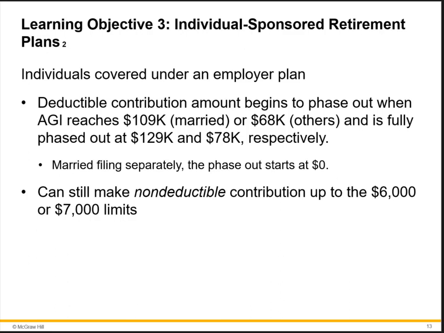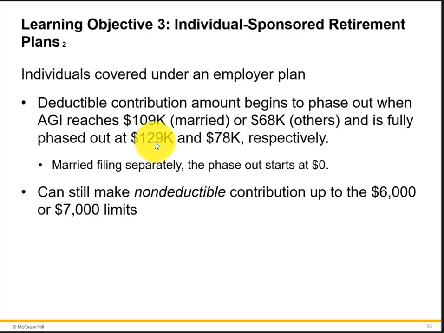However, if you work for an employer that does have a plan, okay, then you may not be able to deduct all of your contribution. All right, so if you're married and your AGI is over $109,000 and you work for someone who offers a 401k plan, let's say, then your ability to make this deductible contribution is phased out between $109,000 and $129,000.